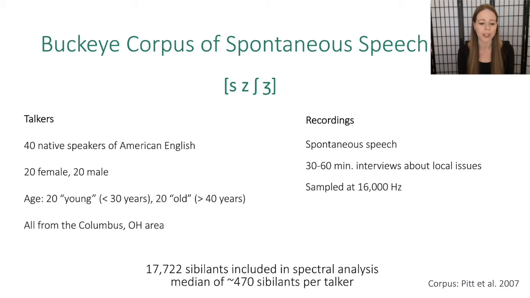In total, we have just under 18,000 sibilants and a median of about 470 sibilants per talker to look at. So what we've done is we've derived, as with VOT, the mid-frequency peak means for each talker and segment, and we'll look at the relationships between each of the fricative categories, so the ones that share an anteriority value and the ones that contrast in anteriority.